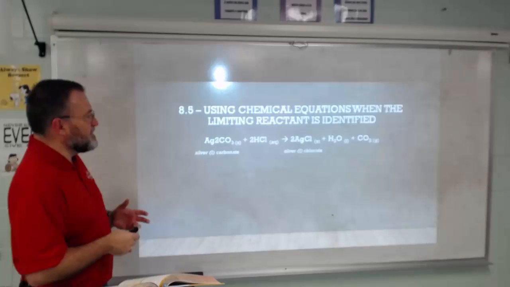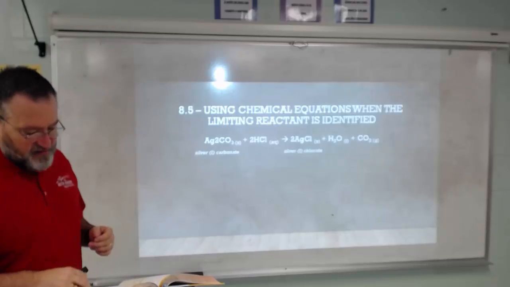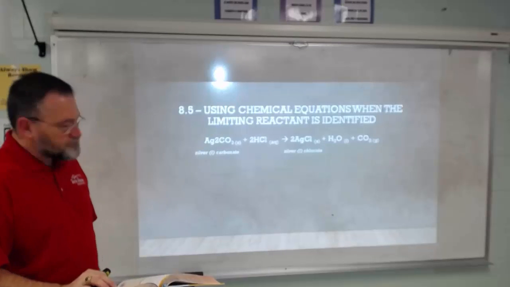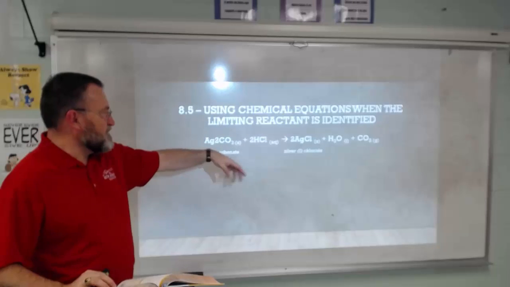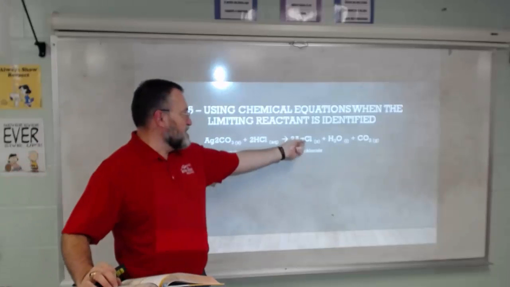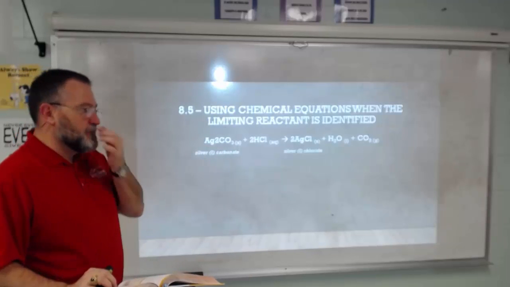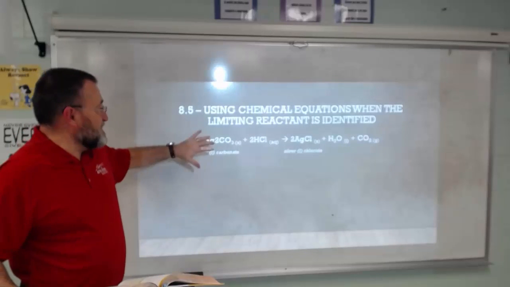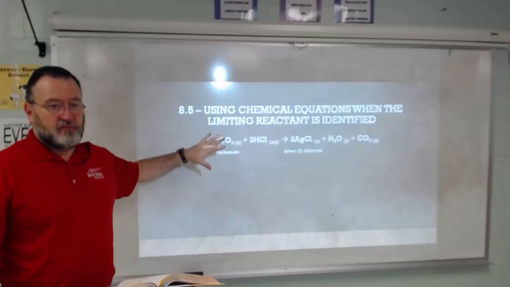So that's what we're going to deal with here in this section, using chemical equations when the limiting reactant is identified. So we have silver 1 carbonate and hydrochloric acid. They are reacted together to produce silver chloride, water, and carbon dioxide. When I was your age, I actually was involved in using this reaction commercially, this reaction right here.